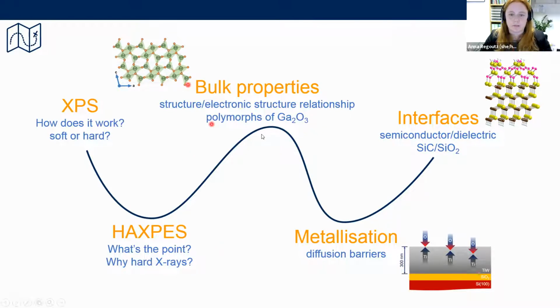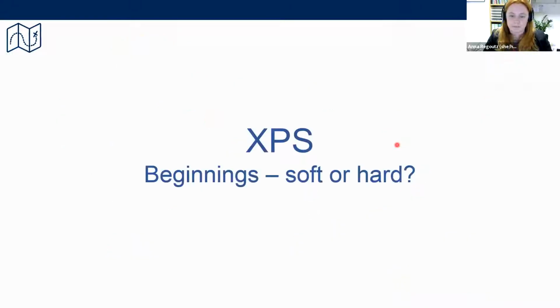The first one is on bulk properties, looking at structure-electronic structure relationships in wide bandgap materials, and in this case, gallium oxide. The second story is all about metallization layers for power electronics and beyond, looking at diffusion barriers and their role. And last but not least, one example of looking at buried interfaces in device stacks. The example here will be silicon carbide, silicon dioxide.